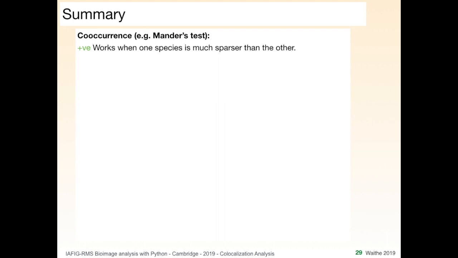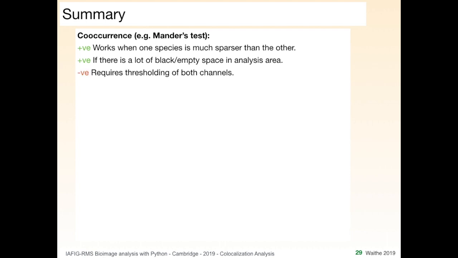Let's proceed. Again, if there's a lot of black empty space in the analysis area and you've got no way of defining a region which just gives you your cell, then again the Manders test is good. The negatives are it requires thresholding both of your channels, which can introduce problems because you might have noise and you might have a poor signal, and then you get artificially high colocalization. It's sensitive to noise, as all thresholding methods are.